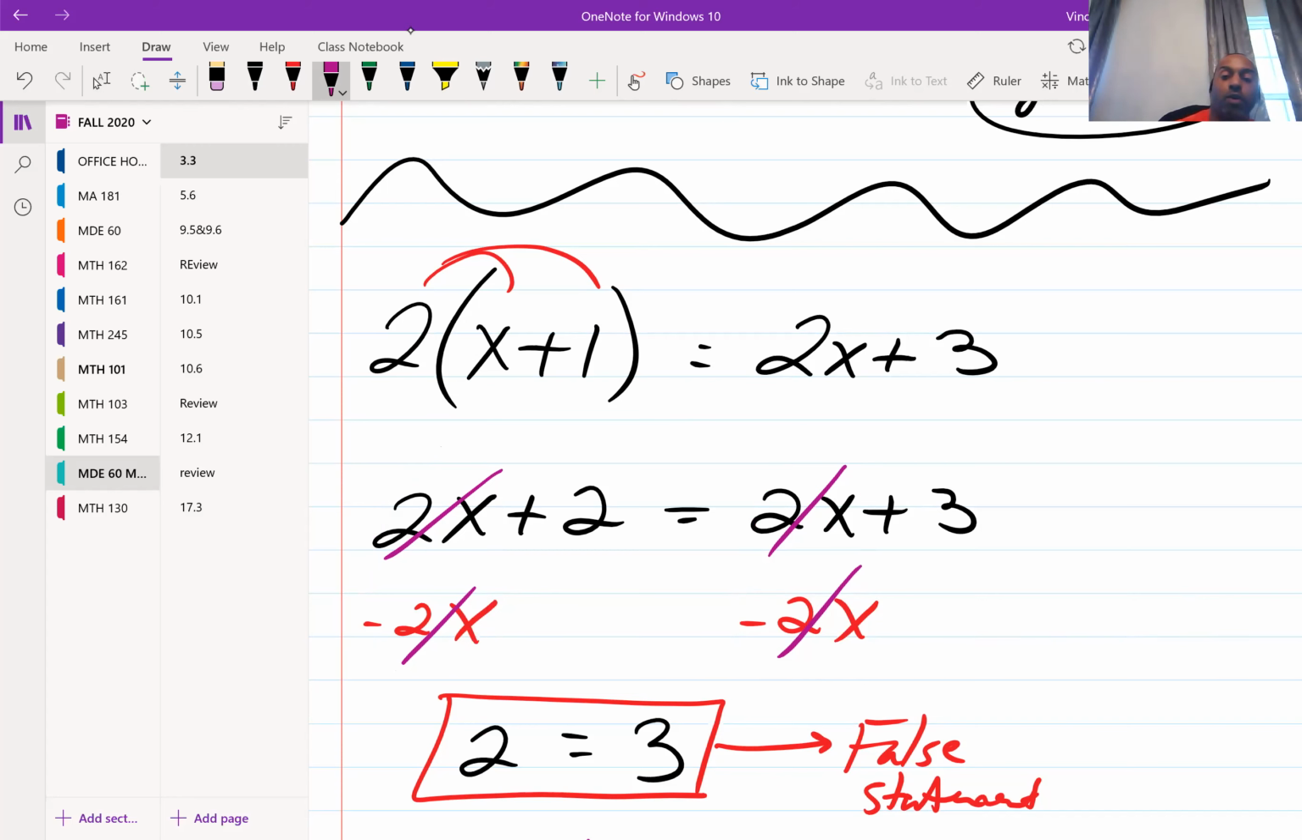Any problems? All right, let's look at another one that's similar to it.